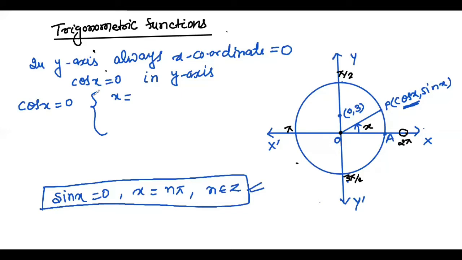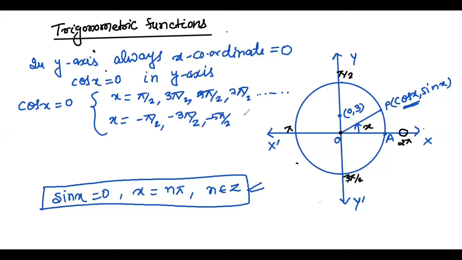So we can write here cos x equals 0 when x equals pi by 2, then 3 pi by 2, then 5 pi by 2, 7 pi by 2 and so on, means odd multiples of pi by 2. Similarly in negative also: minus pi by 2, minus 3 pi by 2, minus 5 pi by 2, minus 7 pi by 2 and so on. So we can write it as cos x equals 0 when x equals plus minus pi by 2, plus minus 3 pi by 2, then plus minus 5 pi by 2 and so on.